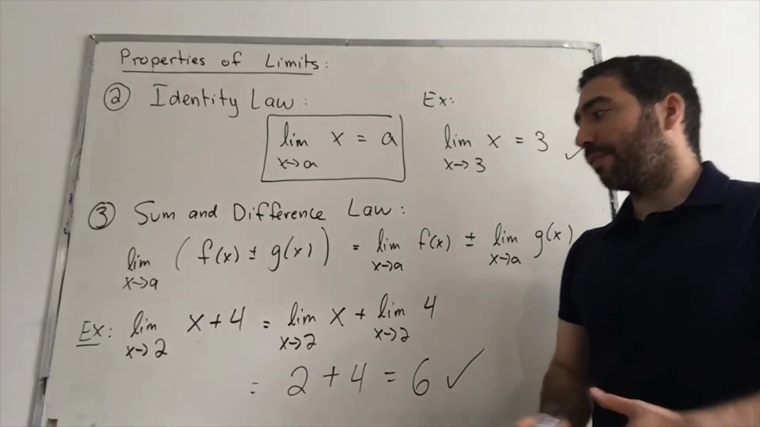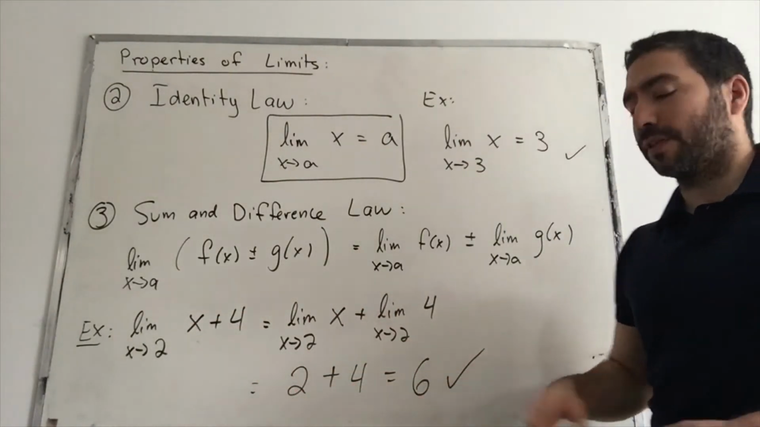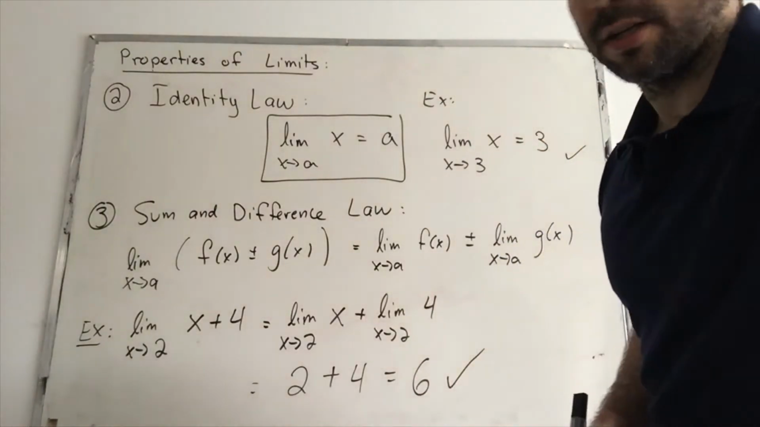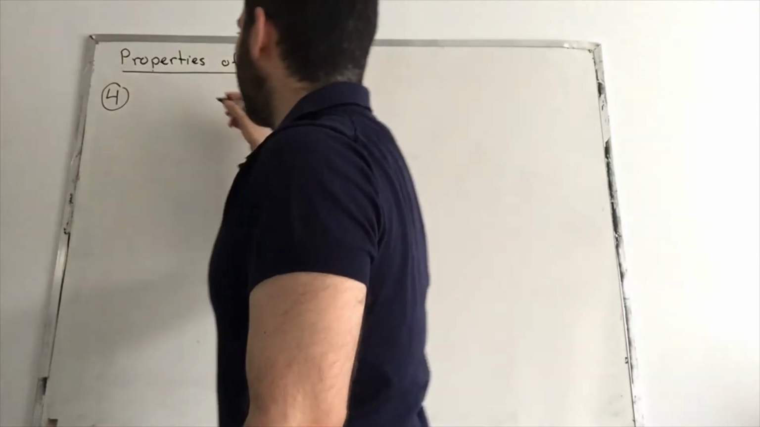Okay. Same thing, if we would have put a minus sign, we would have done the same process here, and this would have been 2 minus 4, which would have given us negative 2. Okay, let's take a look at other properties. So the next property is called the constant multiple law.